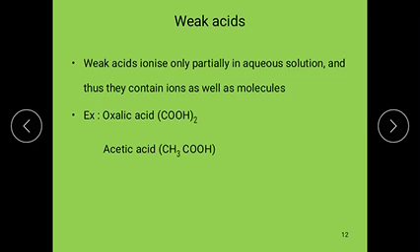And the weak acids definition is the acids which ionize partially and have a small number of H plus ions are called weak acids. Examples for this are oxalic acid, acetic acid.